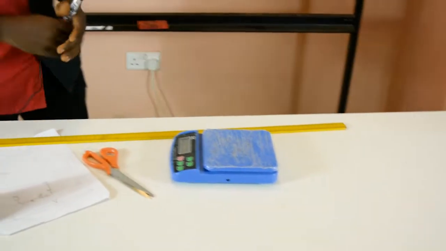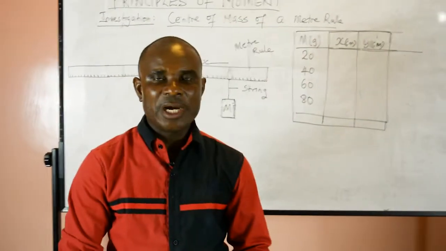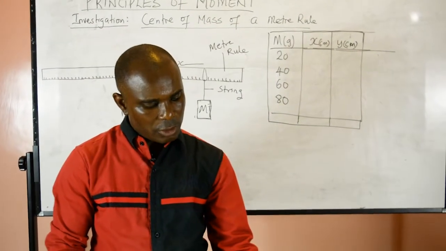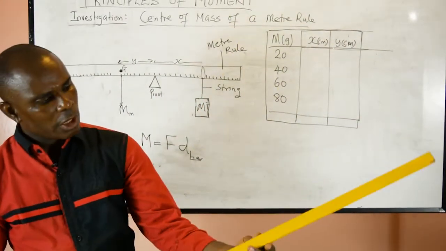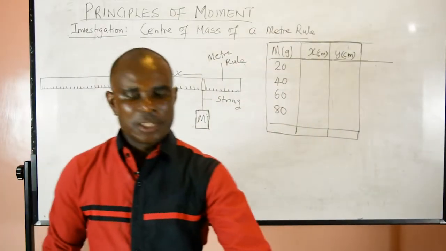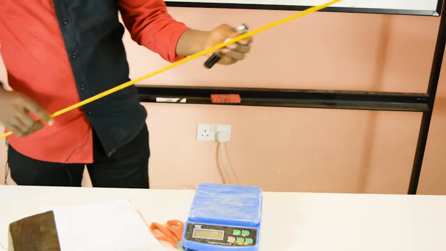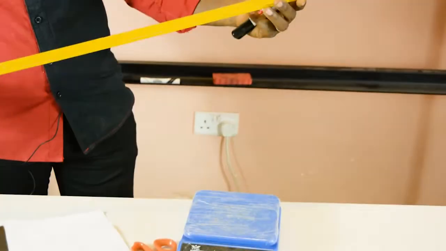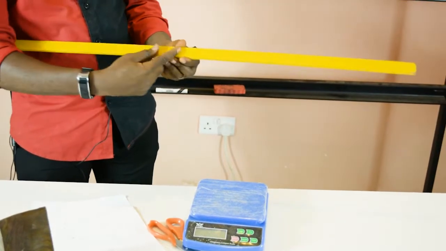The first thing I want to do is find out the mass of this meter rule. I want to use this weighing balance to find the mass of this rule. It's possible that I can find it once and just write it at the back or the reverse side of this meter rule.